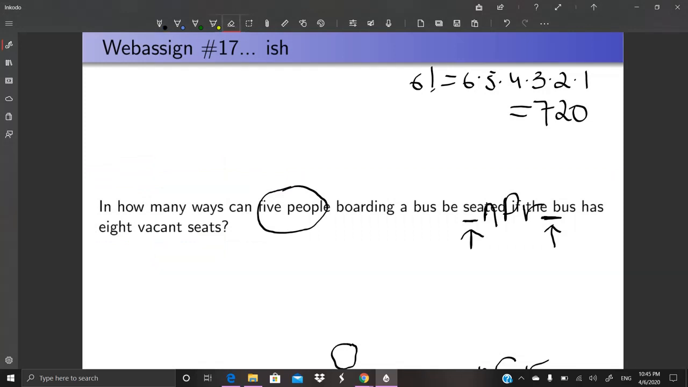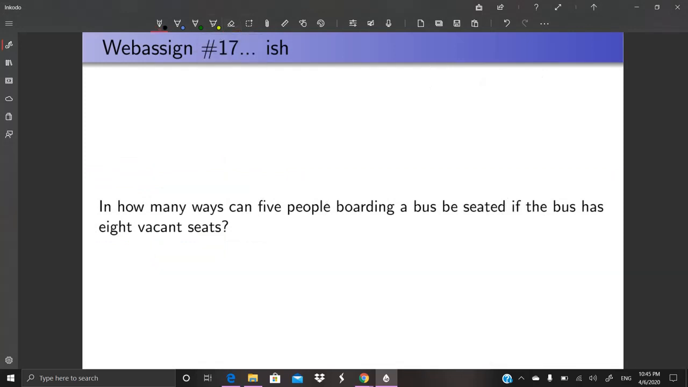So next slide, and now we go right into an example. In how many ways can 5 people boarding a bus be seated if the bus has 8 vacant seats? Whenever I think of questions like these, I have to ask myself, does the order matter? Well, it turns out that whenever people are to be seated, whenever people have to line up, whenever awards have to be given first place, second place, third place, obviously in those cases, the order does matter.